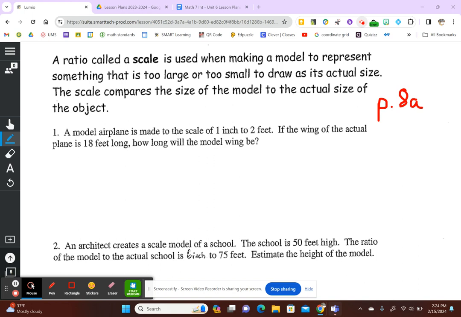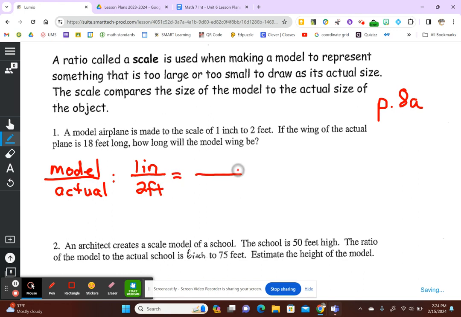So when I have scale problems like this, what I like to write at the beginning is model over actual, because I want to make sure I'm consistent with what I put on top and what I put on the bottom. Because the most common mistake is you think you're putting the model on the top, but then you put it on the bottom. But if you have it right in front of you, you're much less likely to make a mistake. So the scale is 1 inch if it's the model to 2 feet if it's the actual plane. And that's going to be inches to feet on this side.